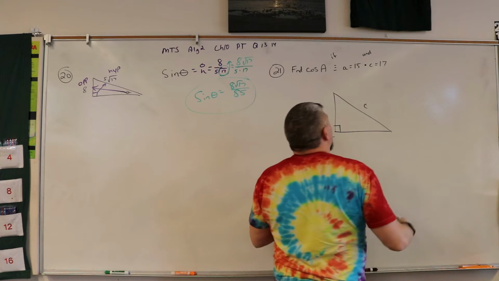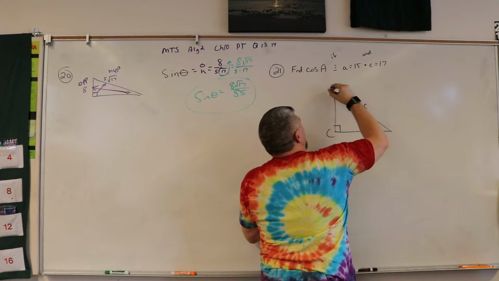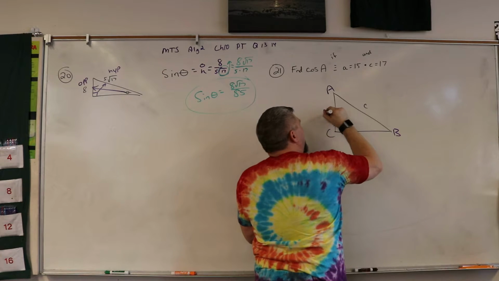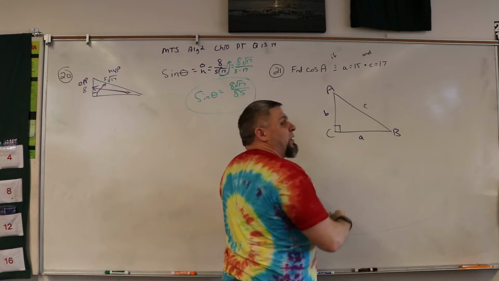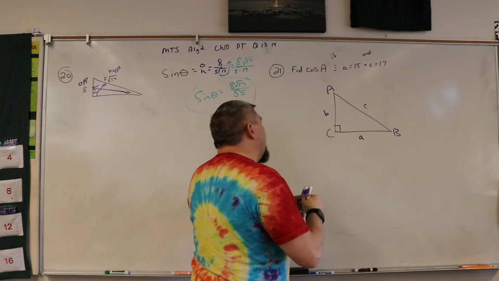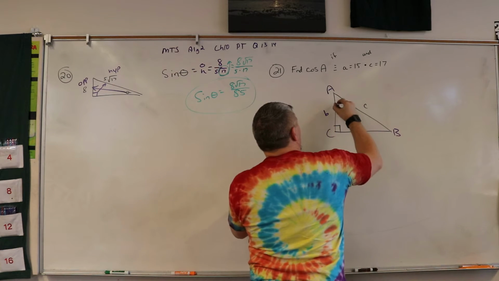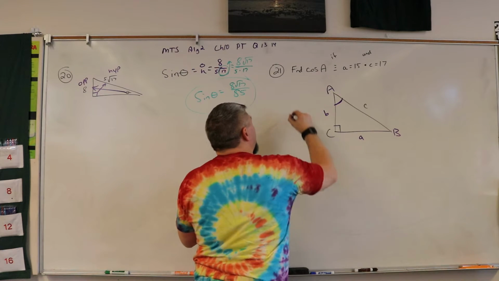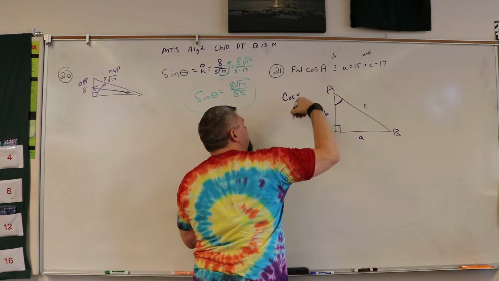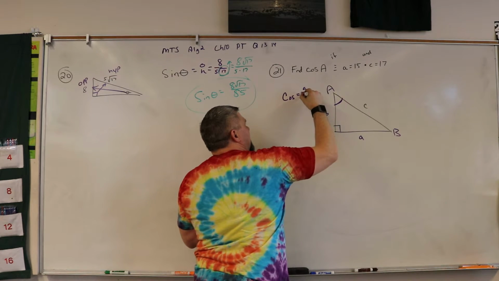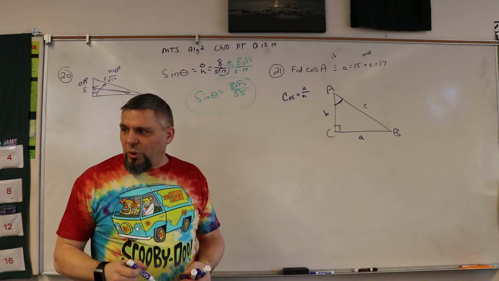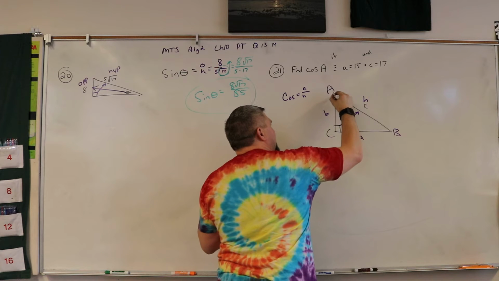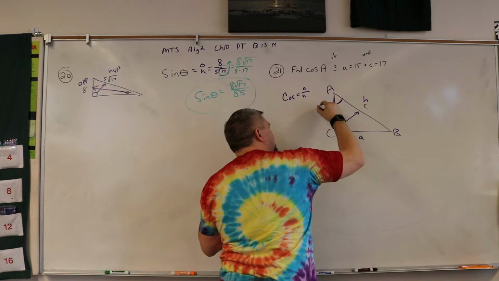So I can have big A be here, and little a will be here. B can be here, and little b will be here. Now what they want is cosine of big A. So with cosine, what we have to remember is cosine is equal to adjacent over hypotenuse. So I need to know that the hypotenuse is this, and the adjacent is B.